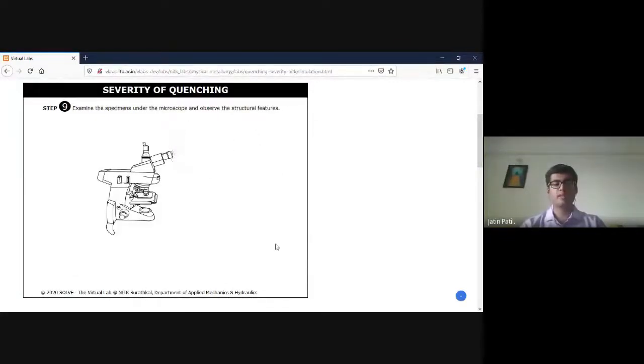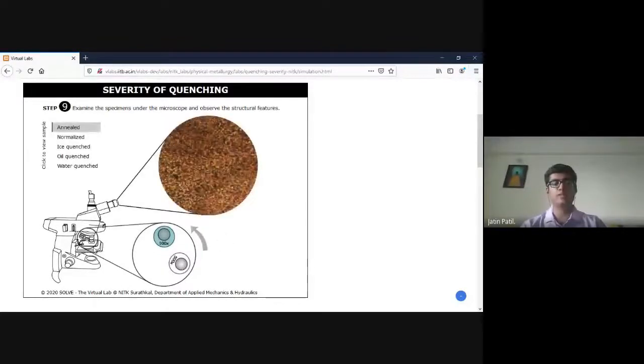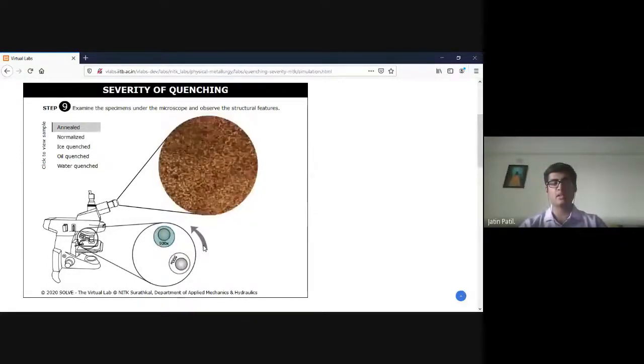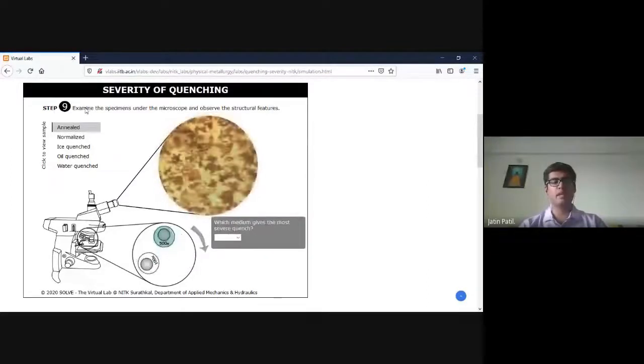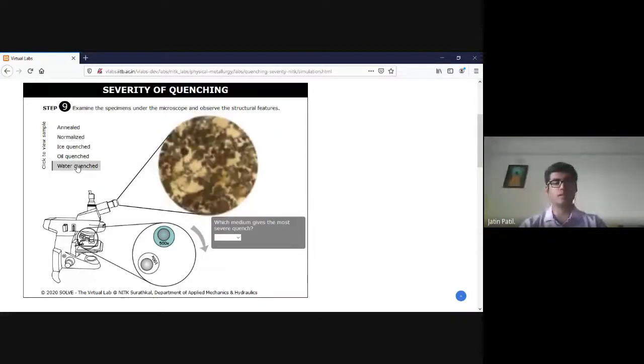We then place these specimens under an optical microscope, and we proceed to observe the microstructure. The arrows given here enable us to view the microstructure under different magnification. This is for annealed sample at 100x, and this is for annealed sample at 500x. Similarly, we can view the microstructure under normalized condition, ice quench condition, oil quench condition, and water quench condition. The medium which gives the most severe quench, as I've shown in the graph earlier, is ice brine.